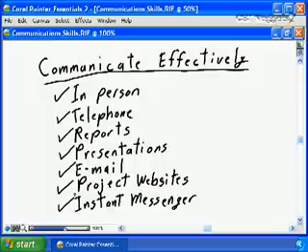Your style of communications is going to be different depending on whether it's in-person, telephone, reports, presentation, emails, project websites, and instant messenger. Remembering that it's your job as the project manager to ensure that the appropriate information is communicated throughout your project team, you need to use and understand all of these tools effectively to ensure that communications is open, honest, complete, reliable, timely on your project.